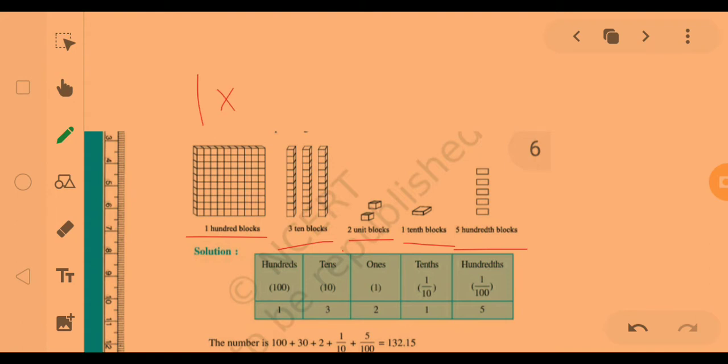So 1 into 100. Then after the hundreds block we have tens blocks. How many tens blocks are there? 3 tens blocks are there, so 3 into 10. Then ones blocks or unit blocks. How many unit blocks are there? There are 2 unit blocks, or 2 ones blocks.